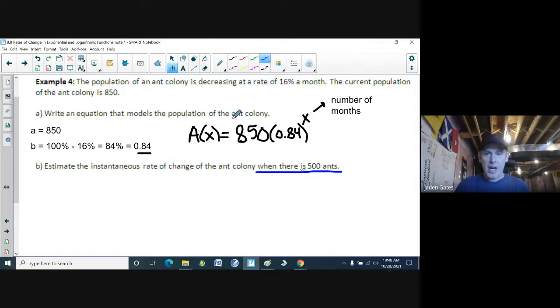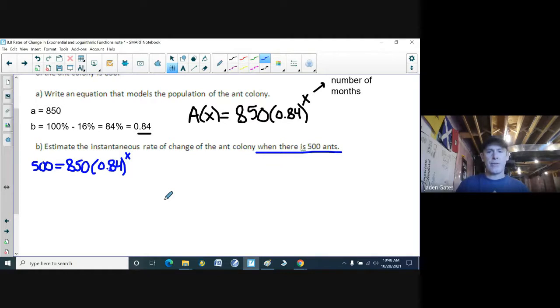So I'm going to take my exponential equation. The amount of ants is 500. It's equal to 850 times 0.84 to the power of x. I'm going to have to find out when there is 500 ants first before I find the instantaneous rate of change. All right, so I'm going to have to solve for an exponent, which means I'm going to have to use that log function. But before I do that, I'm going to divide both sides here by 850.